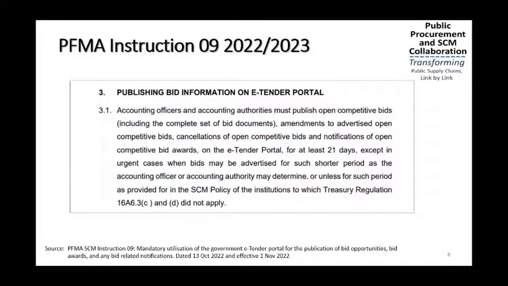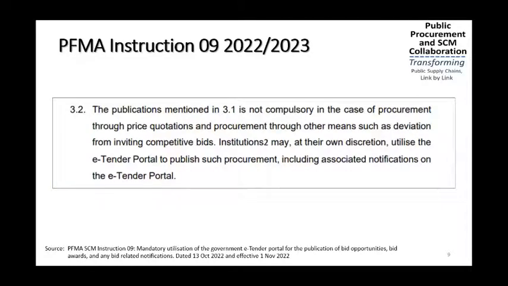for at least 21 days, except in urgent cases where the bid may be advertised for such a shorter period as the accounting officer or the accounting authority may deem, or unless such period is provided by the SCM policy of the institution, in which Treasury 16A6.3(c) and (d) do not apply. Now, publication mentioned in 3.1 is not compulsory in case of procurement through price quotation and procurement through other means such as deviation from inviting competitive bids. So I guess if you have a deviation for 5 million, which usually falls under the competitive bidding process, you don't need to actually publicize this.